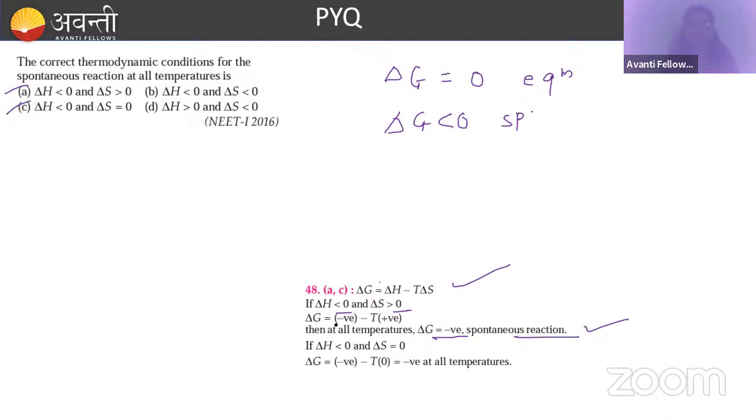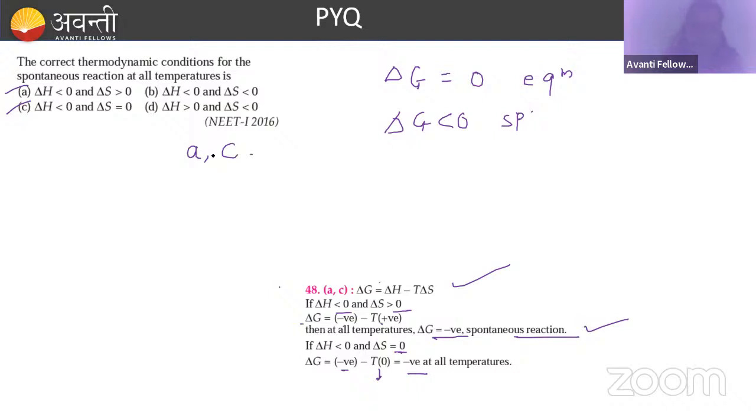Okay, if delta H is negative and delta S is positive, then our delta G will be negative. Again, if delta H is negative and delta S is 0, at that time also delta G will be negative at all temperatures, and that's why here options A and C are correct. Please remember, two options are correct here.